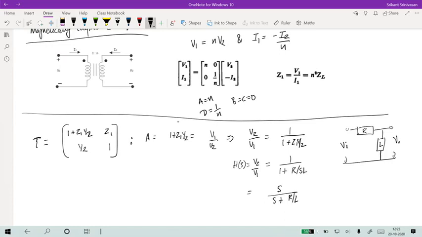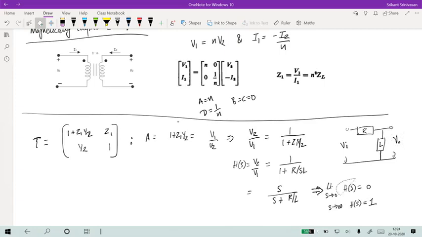So now if I take the limits as S tends to 0 or infinity: if S tends to 0, then H of S becomes 0, right? So as S tends to 0, H of S is 0, and as S tends to infinity, H of S tends to 1, right? That means if I have a very high frequency, then the output V2 by V1 becomes equal to 1. That's the high pass filter.